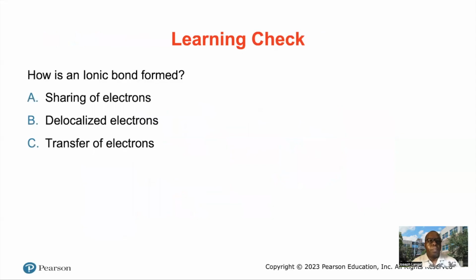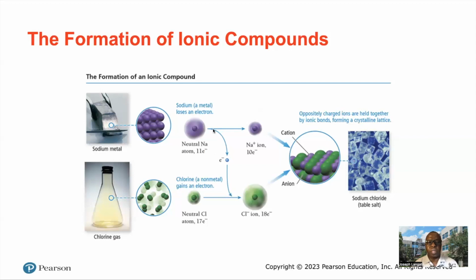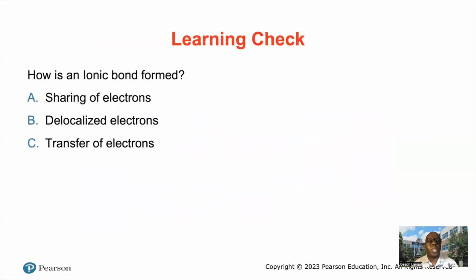How is an ionic bond formed? You need to understand that ionic bonds are formed as a result of transfer of electrons. I showed you in the previous slide how electrons are transferred. This is the transfer of electron. It could be transfer of 2 electrons, it could be transfer of 3 electrons, and so forth. So the point here so far is ionic bonds are formed as a result of transfer of electrons.